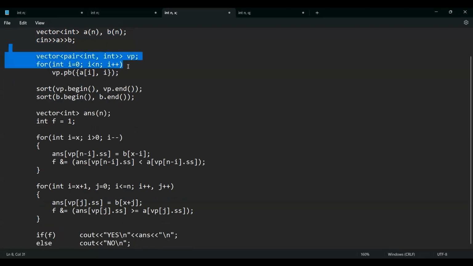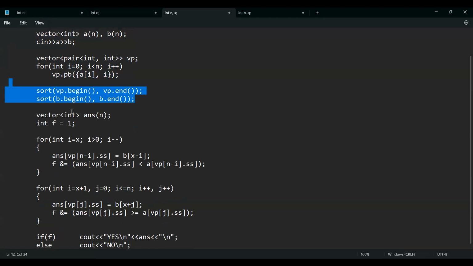And then I've inserted array A values into a vector of pairs: this is the array A value at the ith index, and this is the ith index. Now I have sorted both of these in non-decreasing order. Then this is my answer vector that I'll print. This is just a flag for checking whether it's possible for me to rearrange array B such that the required condition is met. For the X places, these are the biggest X places in my vector, which is nothing but array A after sorting, right? For the biggest X places, take array B's smallest X values.